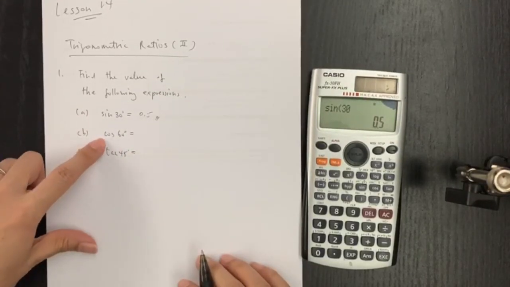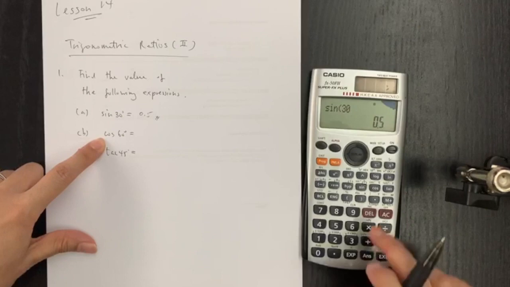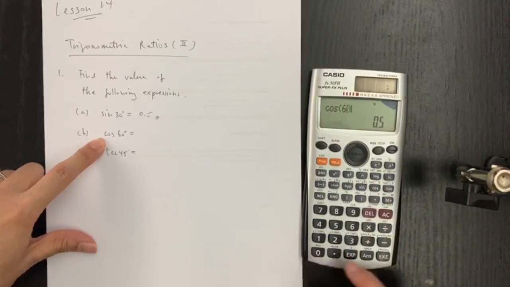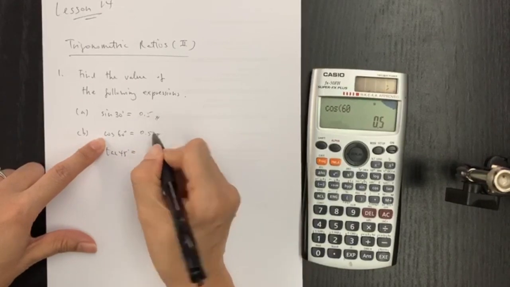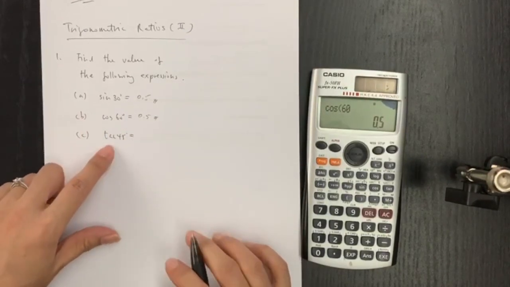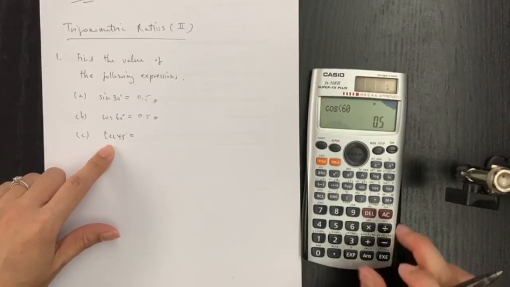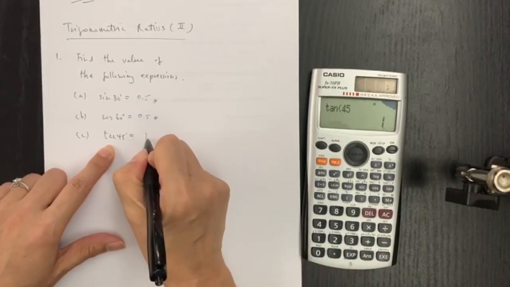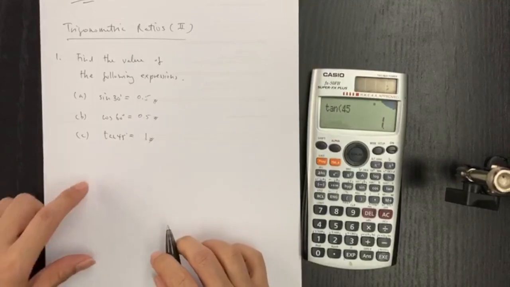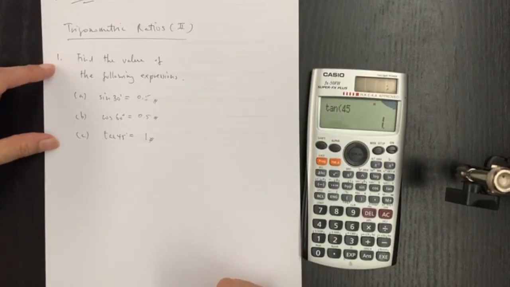And then B, what is the value of cosine 30? So cosine 30, I use the calculator, which is also the same as 0.5. Okay, and C, what is the value of tangent 45? So we have tangent 45 and get the answer, which is equal to 1. Actually, we have learned this in the previous lesson.